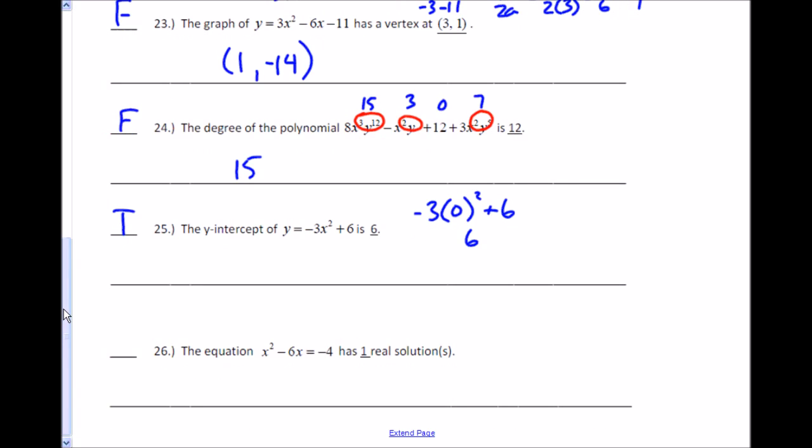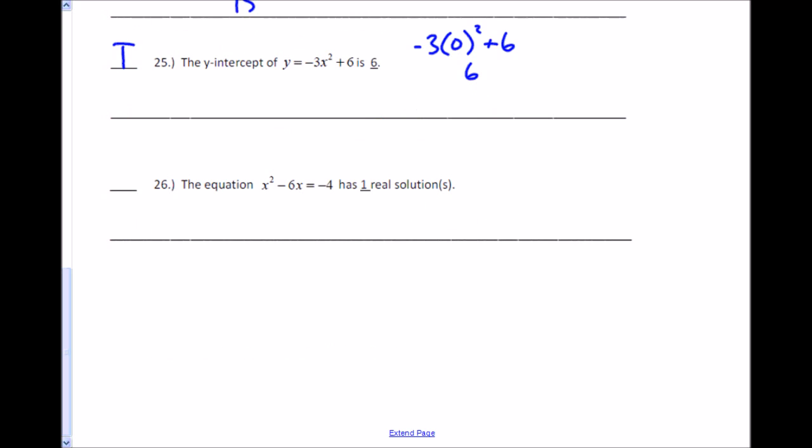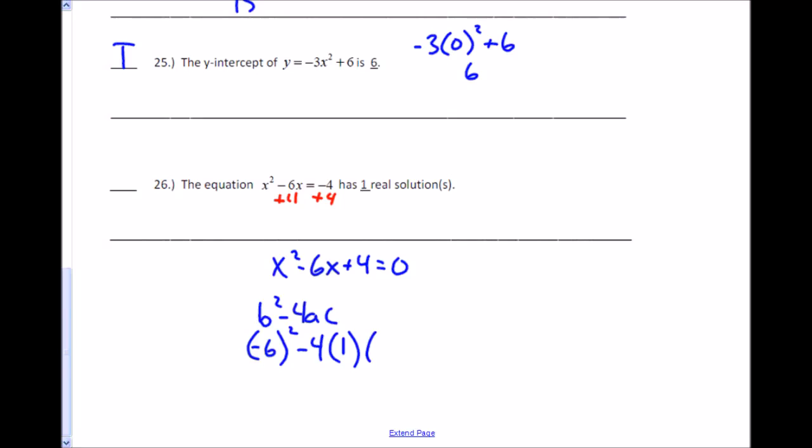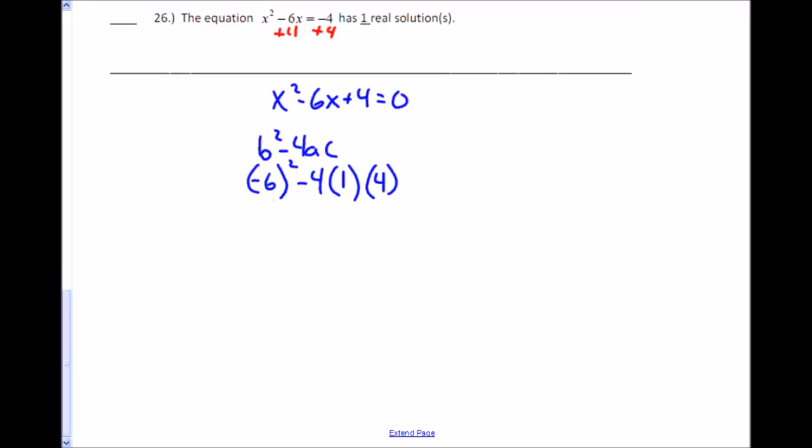For this one, it says the equation has one real solution, and the easiest way to check that, we're going to go ahead and add the 4 to each side, and we're just going to do our discriminant. Remember, if I have x squared minus 6x plus 4, I can use my discriminant, the b squared minus 4ac, to see how many solutions I have. Remember that if the discriminant is a positive number, it means there are 2 solutions. If the discriminant is negative, there's no solution. And if the discriminant is 0, then there's one real solution.